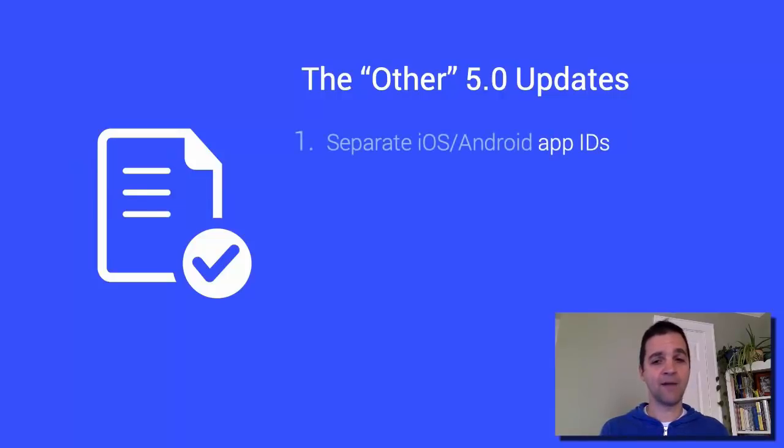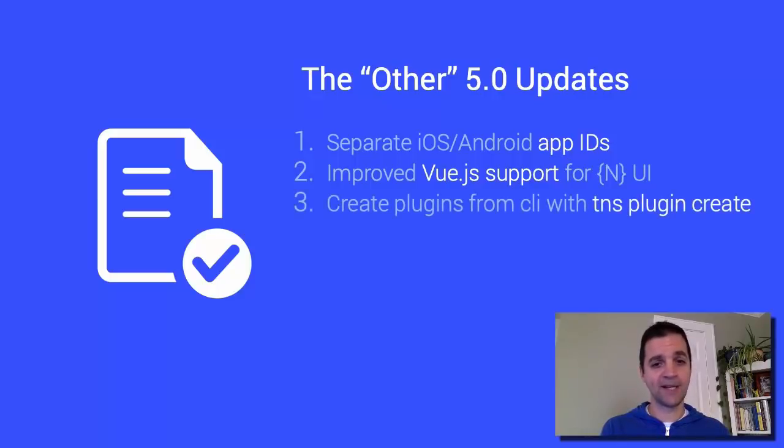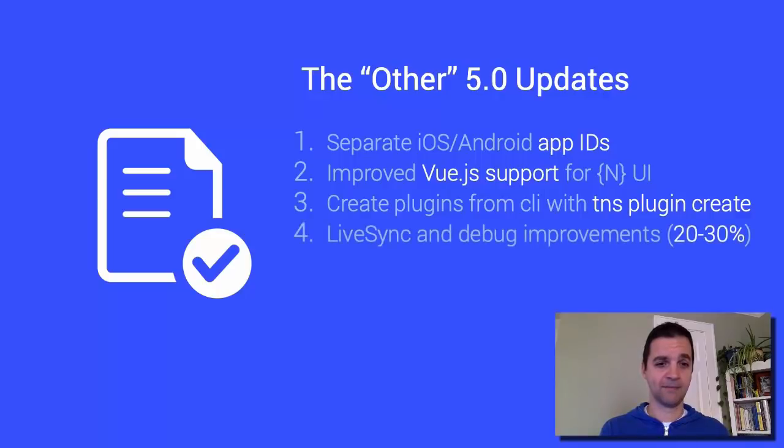The first is that you can now have separate app IDs for both iOS and Android. This is useful especially when you're trying to reuse old app IDs for new projects. Our NativeScript-Vue integration now has access to all of our premium NativeScript UI components like charts, calendars, gauges, data forms, and more. Plugin authors will find it a little easier to create plugins with the new tns plugin create command. We've also made some changes that resulted in about 20 to 30% speed improvements for traditional live sync and debug actions. Finally, as with every release, we've killed plenty of bugs along the way.